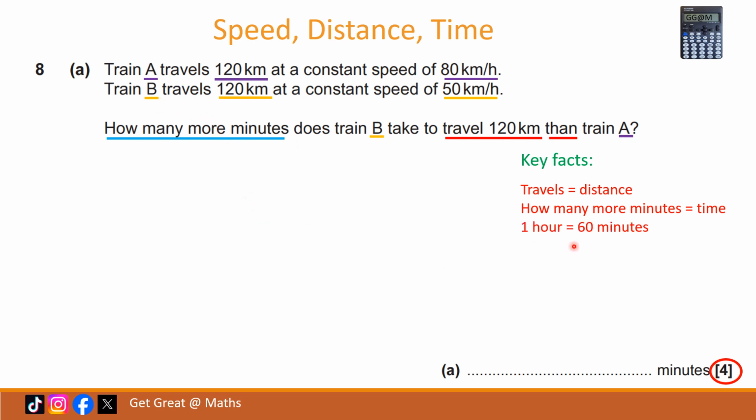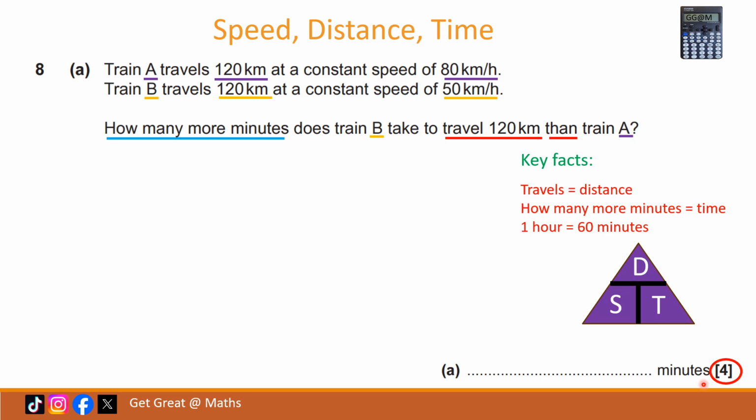Remember, 1 hour is equal to 60 minutes because the times we're going to be working out will be worked out in hours. And we need to give our answer in terms of minutes. So we're going to have to use this conversion of 1 hour is 60 minutes in order to convert our answer into minutes. Because you can see here the answer is in terms of minutes, not in terms of hours.